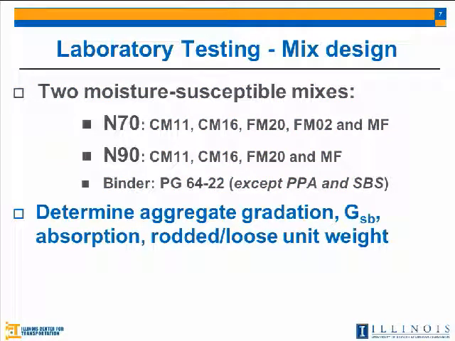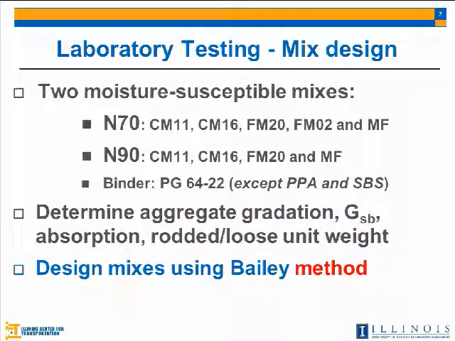So immediately after importing the aggregate stockpiles, we measured the absorption values, the aggregate gradation, the bulk specific gravity, and the rodded and loose unit weights. We introduced all of these values in a Bailey method Excel sheet and determined several trials.